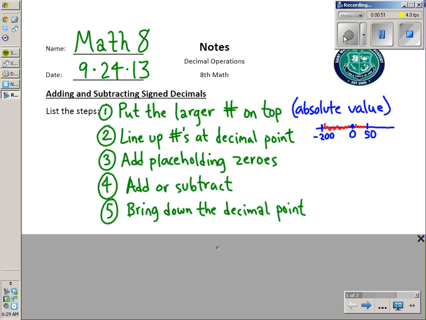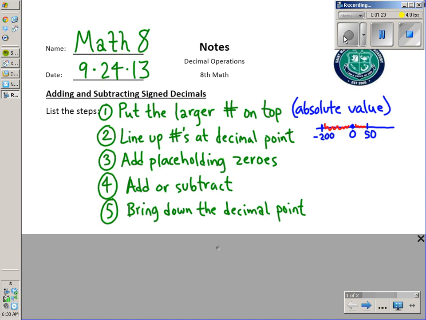All right, so the first step that you want to take when you're adding and subtracting decimals in general is you want to take the larger number and put that one on top. So if you had the numbers negative 250 and you wanted to see which one has the greatest absolute value, that means which one has the greater distance from 0. So if we put negative 200 on there, we have all that distance there. 50 is not as much, so you can see that negative 200 has the greater absolute value. That would be the number going on top.